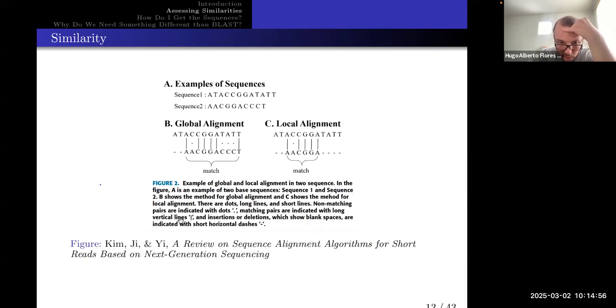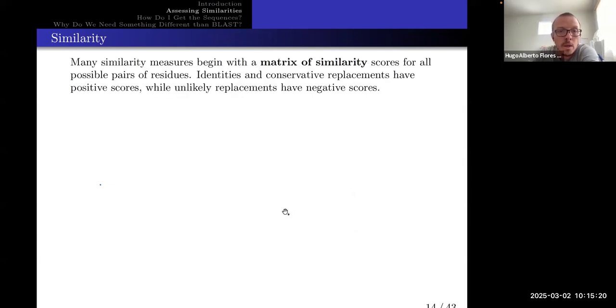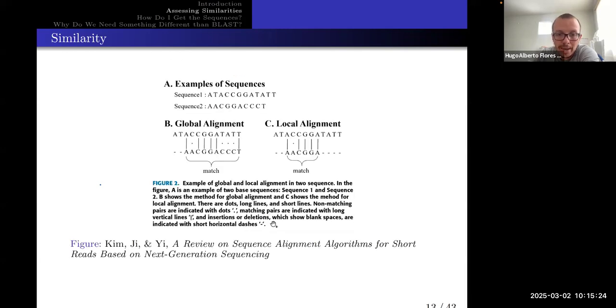Matching pairs are indicated with long vertical lines, which are the ones that I mentioned previously, and insertions or deletions, which show blank spaces, are indicated with short horizontal dashes, as the gap that I mentioned previously. Okay. So this is an image that I took from that reference, in case you are curious where I took it.